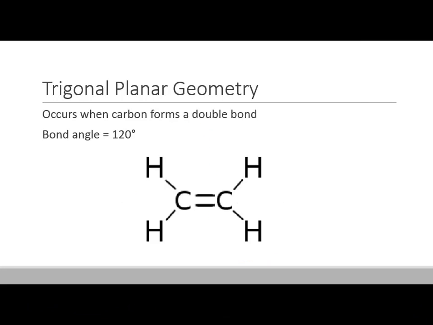The next geometry that's relatively common would be trigonal planar geometry. This occurs when you have a carbon that has a double bond. So notice that each of these bonds here, in fact, all of these bonds over here as well, will each be 120 degrees, the corners of a triangle.